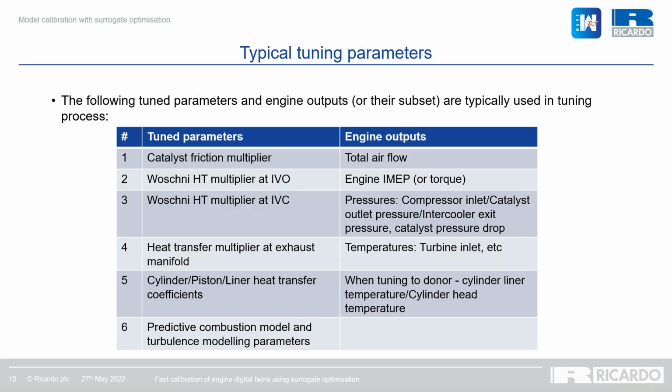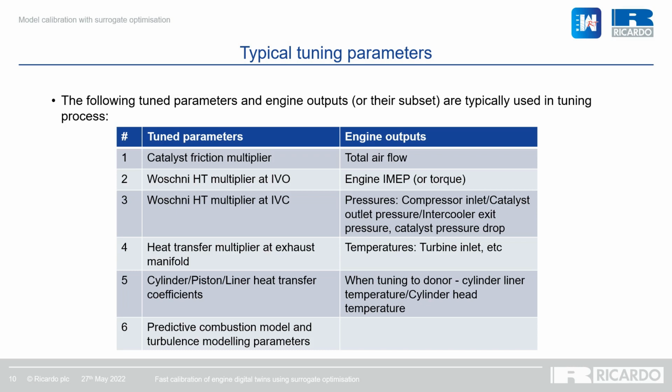So what tuning parameters can be used to calibrate the plant model? The choice of tuning parameters may depend on the engine type, for example, whether it's a naturally aspirated or a turbocharged engine. When working with VB-type prescribed combustion models, the tuning parameters typically include those of heat transfer and catalyst friction to control the pressure drop.